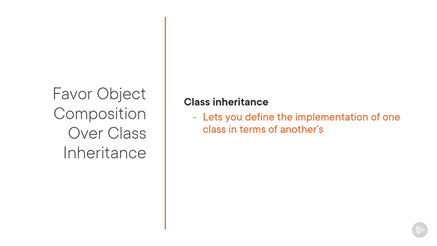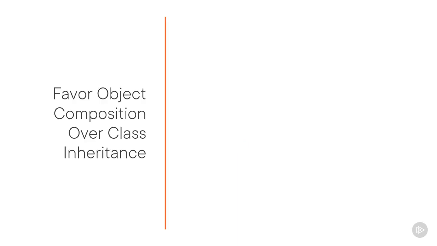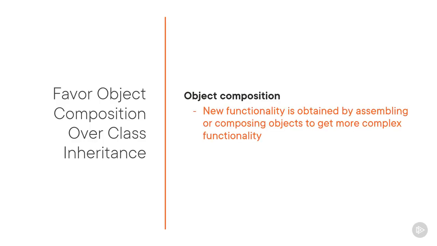Like that, you are reusing functionality of the parent class in your subclass or derived class, however you prefer to call it. This is often referred to as white box reuse, meaning that the internals of parent classes are often visible to subclasses. And then there's object composition. Here, new functionality is obtained by assembling or composing objects to get more complex functionality. This requires that the objects being composed have well-defined interfaces. It's referred to as black box reuse, because internal details of objects are not visible to the composing class.